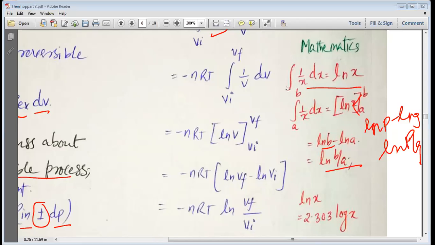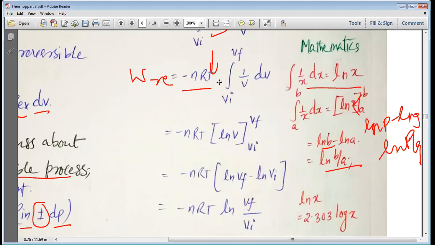The same thing we apply here, my dear students, and we can see that the value of work reversible is equal to minus nRT, because these are the constants. So we have taken it. Remember that we are doing the process isothermally, so the temperature has been maintained constant, and thus the work goes from initial to final, with 1 upon V dV.